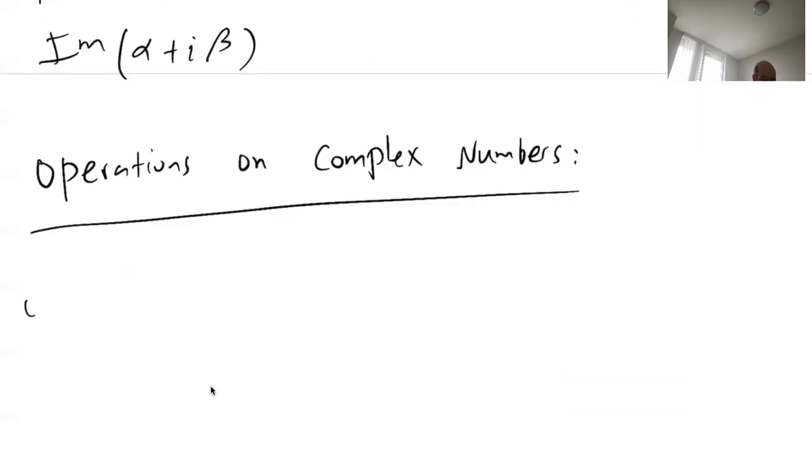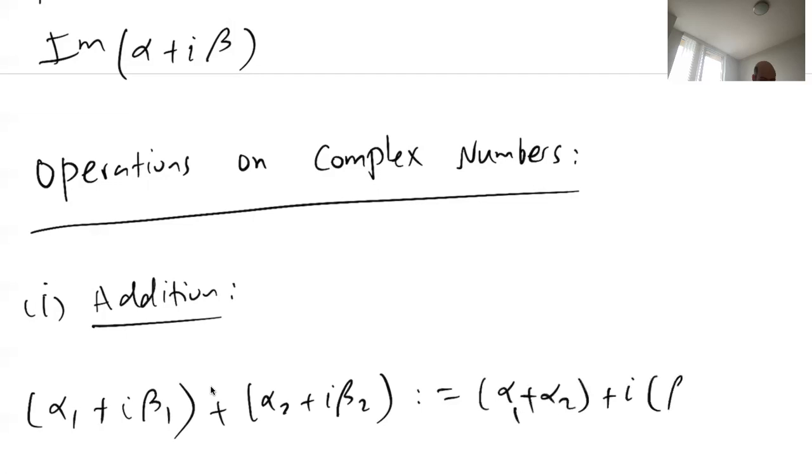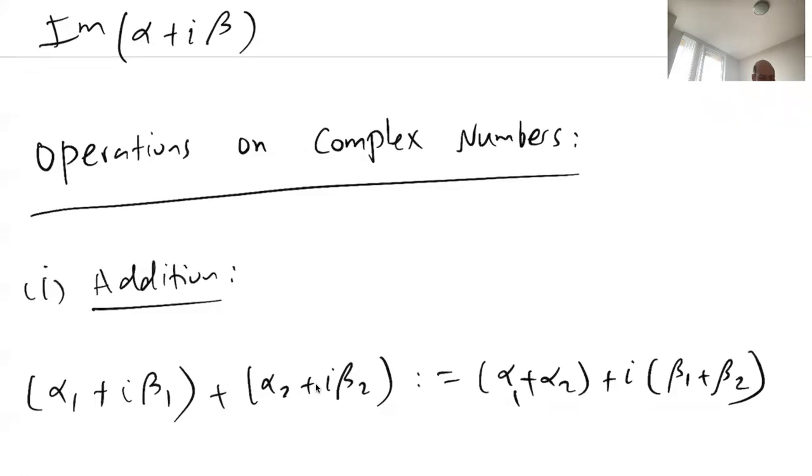So first, addition. Let's say you want to add two complex numbers, alpha 1 plus I beta 1 plus alpha 2 plus I beta 2. This is defined as alpha 1 plus alpha 2 plus I times beta 1 plus beta 2. So addition of two complex numbers is very simple. You just simply need to add the real parts together, and add the imaginary parts together. That's how you will add two complex numbers.